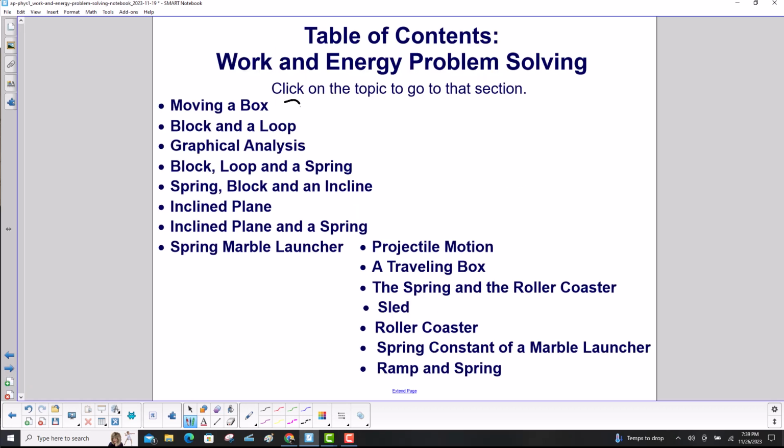We're going to start over here on the left side: moving a box, a block and a loop, graphical analysis, block loop and a spring, block and an incline plane, and a spring marble launcher. Move over here, we have some projectile motion problems: a traveling box, the spring and roller coaster, a sled, a roller coaster, then spring constant of a marble launcher, and finally ramp and a spring.